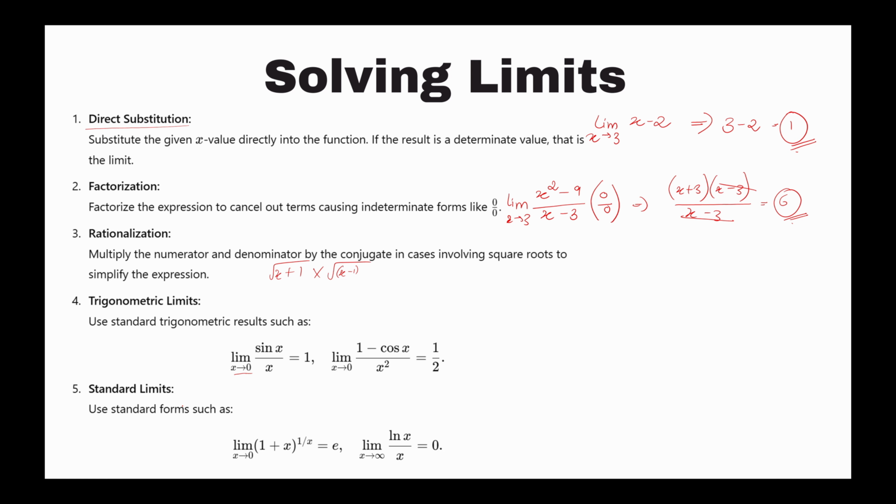After that, we have logarithmic and exponential. Again, these are certain standard values that you must remember. 1 plus x to the power 1 by x when x is tending to 0. If you look at this carefully, this is a 1 to the power infinity form. This value comes out to be e always. And here ln x by x, where x tends to infinity, this value is 0.